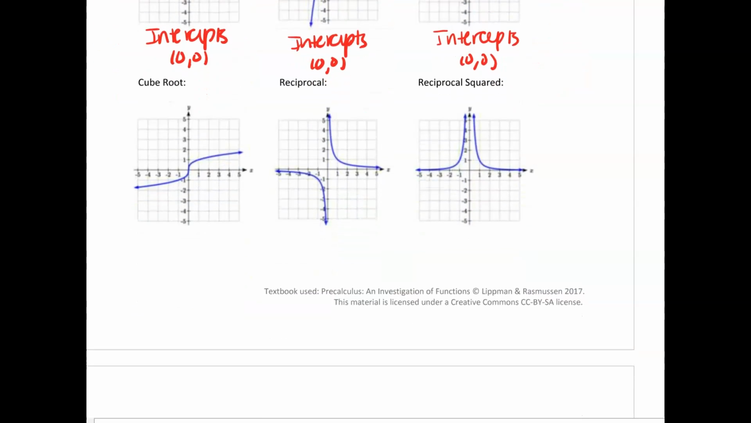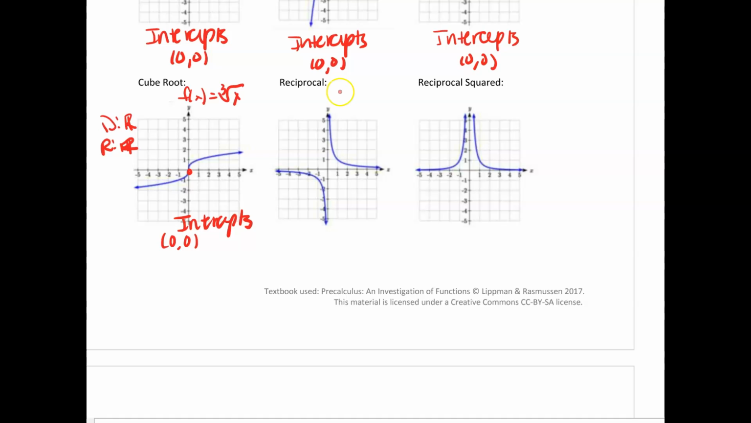3 more, and we'll finish this up. So the cube root function, this is f of x equal to the cube root of x. It has a domain of all real numbers. It has a range of all real numbers, so it's getting wider and wider, similar to what we saw with that cubic. And you can see it's crossing here, so it has those intercepts at 0, 0.